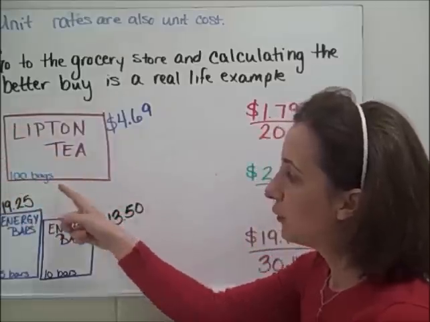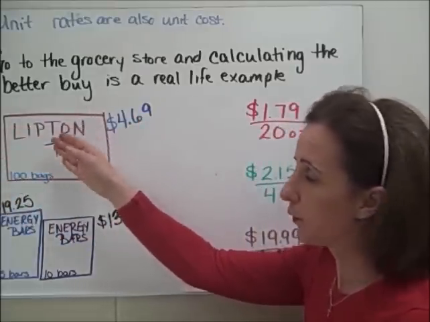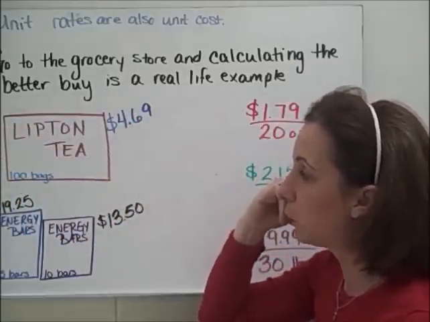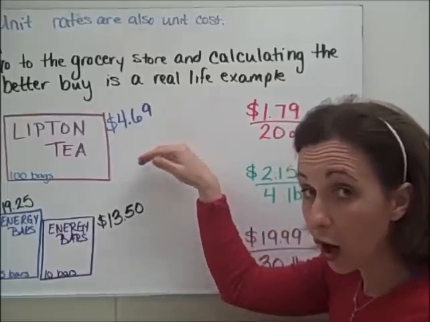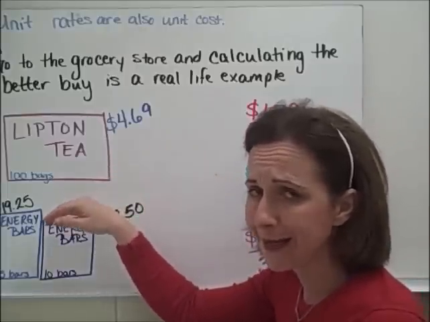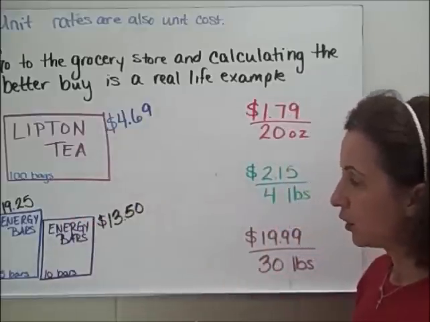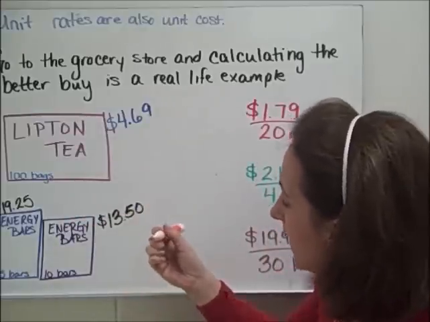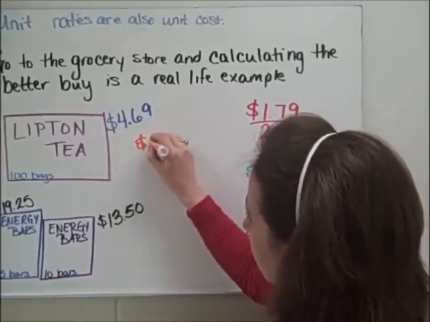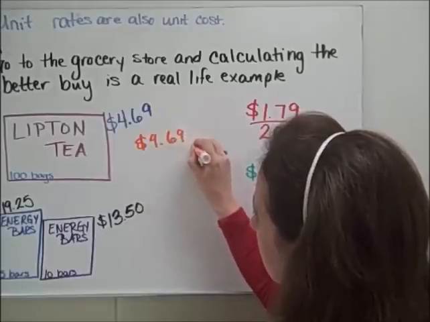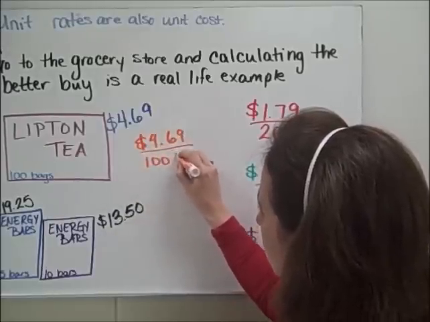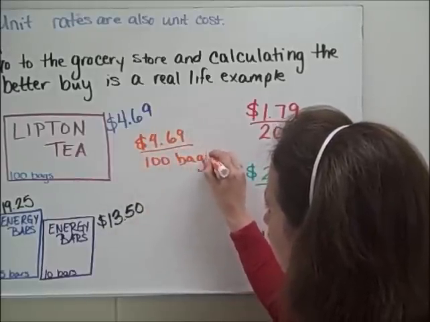To find the unit cost for these tea bags, you need 2 pieces of information: the cost and how many you get for that price. So turning this into a rate means that I would write $4.69 for 100 bags.